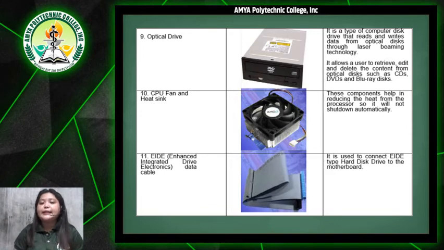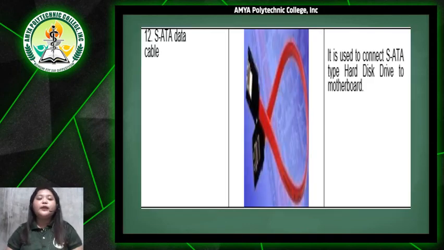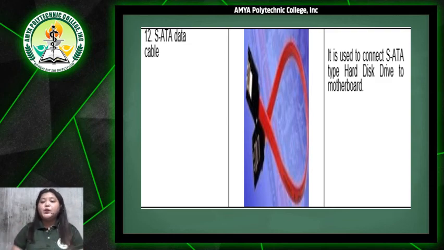These components help in reducing the heat from the processor so it will not shut down automatically. Next we have the EIDE, or the Enhanced Integrated Drive Electronics, data cable. It is used to connect an EIDE type hard disk drive to the motherboard. Last one is the SATA data cable. It is used to connect a SATA type hard disk drive to the motherboard.